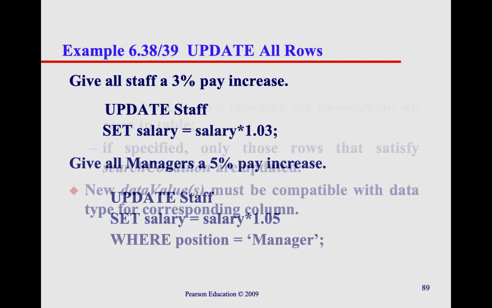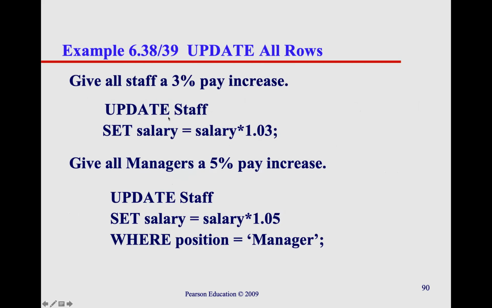So a couple examples here. We do want to give everyone a 3% raise. So we set salary equal to salary times 1.03. There's no where clause, so everyone would get that salary increase. Whereas if we want to limit the salary increases to managers, here we're setting the salary to salary times 1.05, where position equals manager.